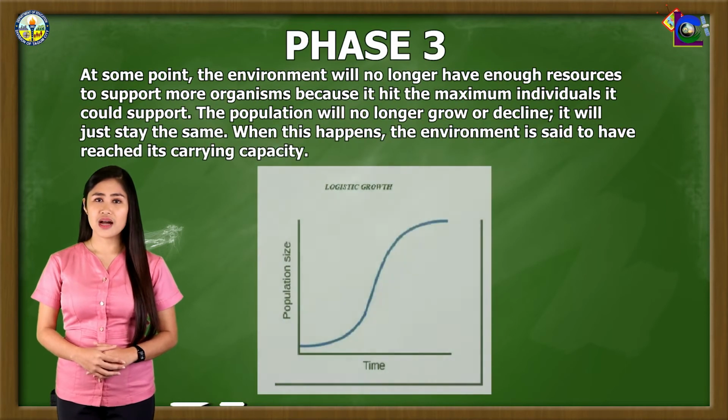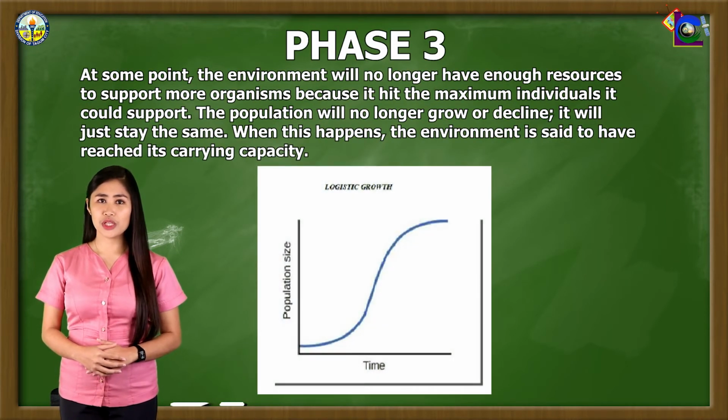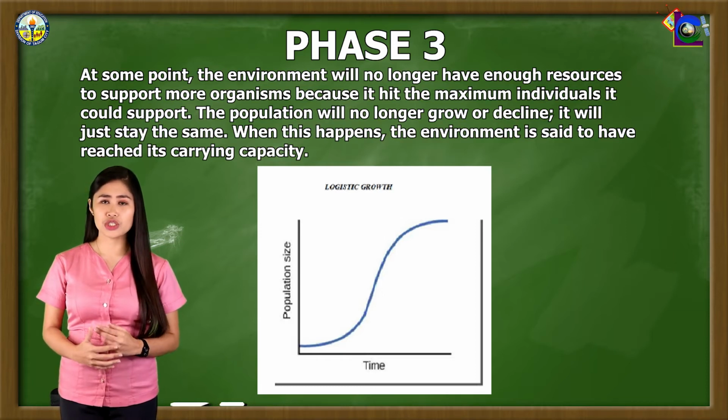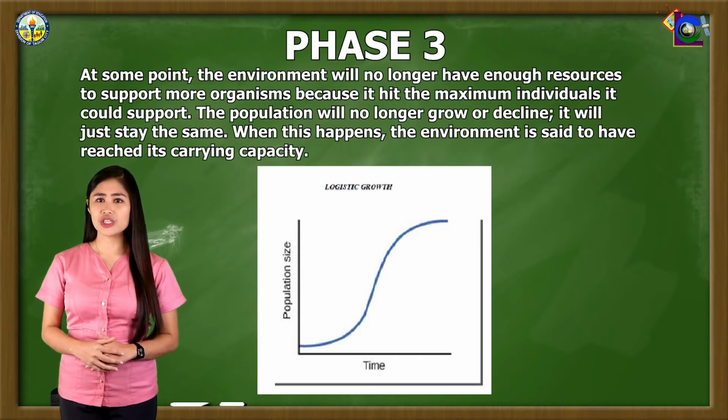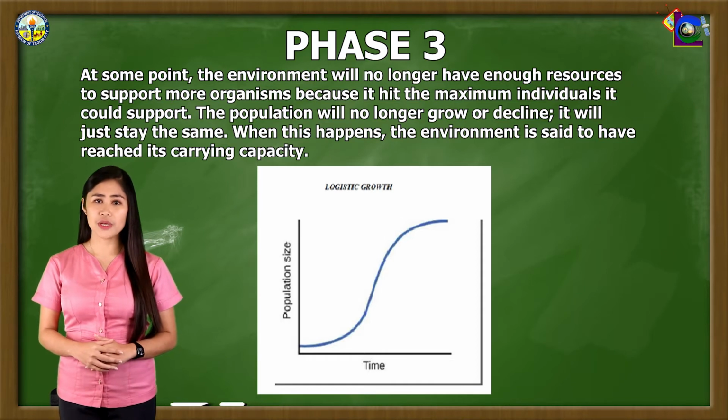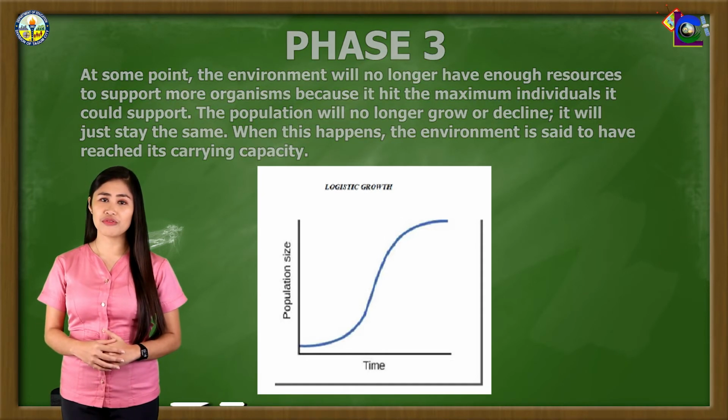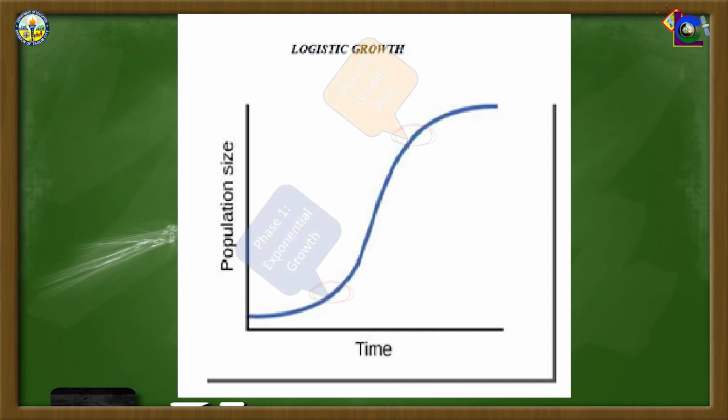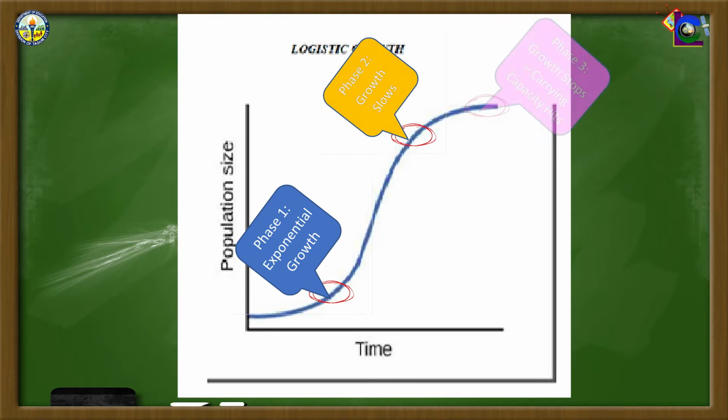Phase 3. At some point, the environment will no longer have enough resources to support more organisms because it hit the maximum individuals it could support. The population will no longer grow or decline. It will just stay the same. When it happens, the environment is said to have reached its carrying capacity. Encircle only the area of the graph that shows population size has stabilized and label it Phase 3 Growth Stops, Carrying Capacity Hit.